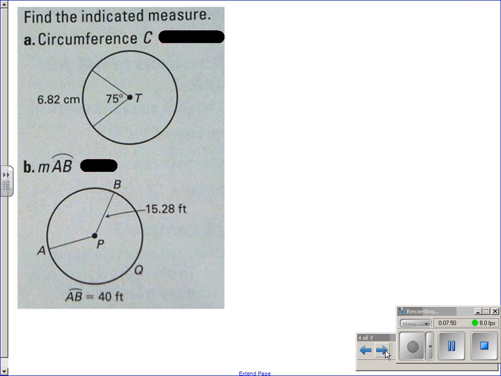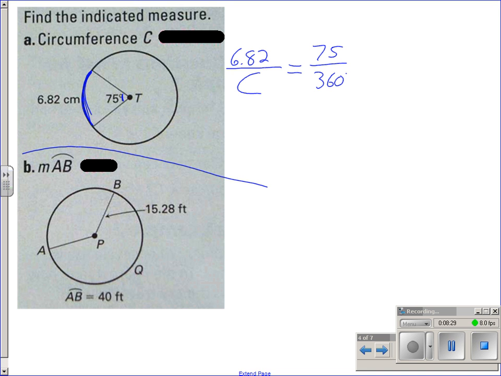So let's take a look at this example here. It says find the indicated measure. In part A, we are trying to figure out the circumference. Now, we know the arc length, that's the 6.82, and we know the arc measurement. Remember, the central angle and arc measure are equal to each other. The question is, what is the circumference? So I'm just going to use that proportion. The length of the arc divided by the circumference equals the arc measure, which is 75, divided by the entire way around the circle, 360 degrees.